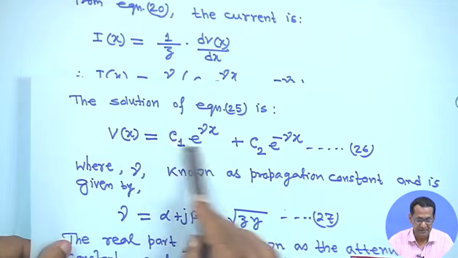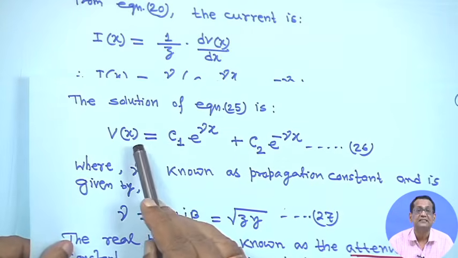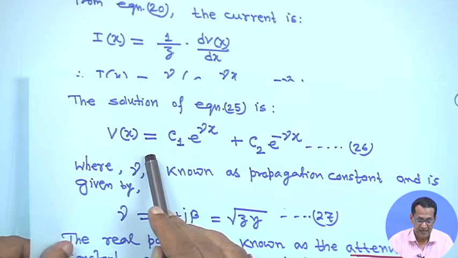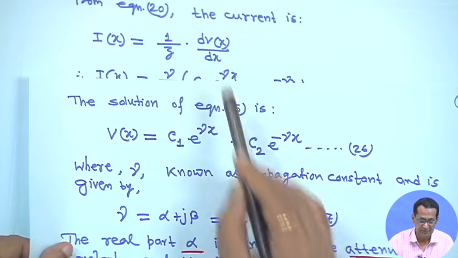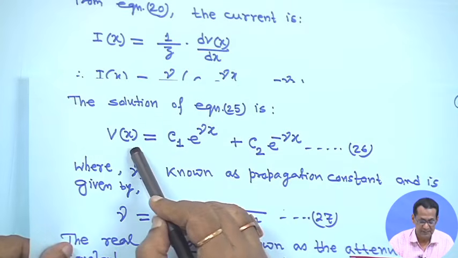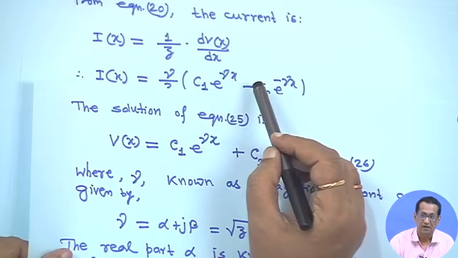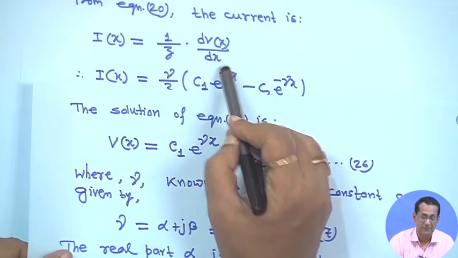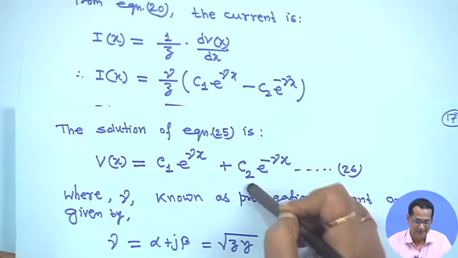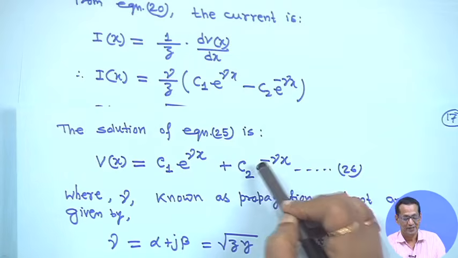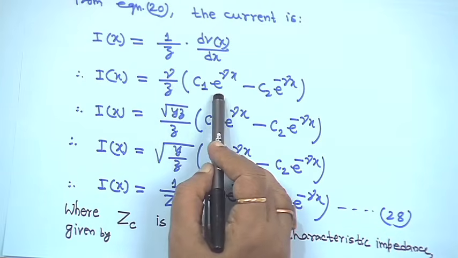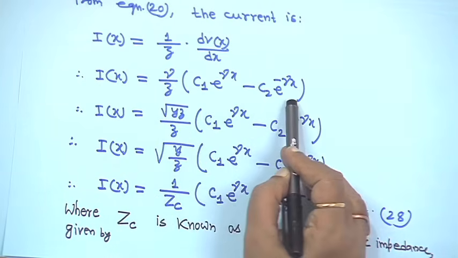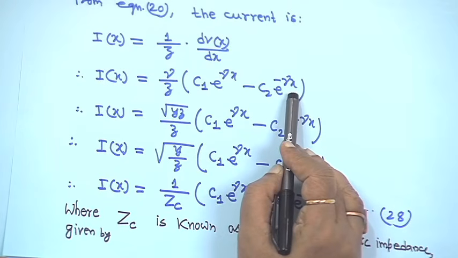So, you take the derivative of this equation dVx/dx with respect to x, and substitute here. I am not showing the derivative, it is understandable, very simple thing. If you take the derivative and substitute, then you will get Ix is equal to gamma upon z, C1 e to the power gamma x minus C2 e to the power minus gamma x.